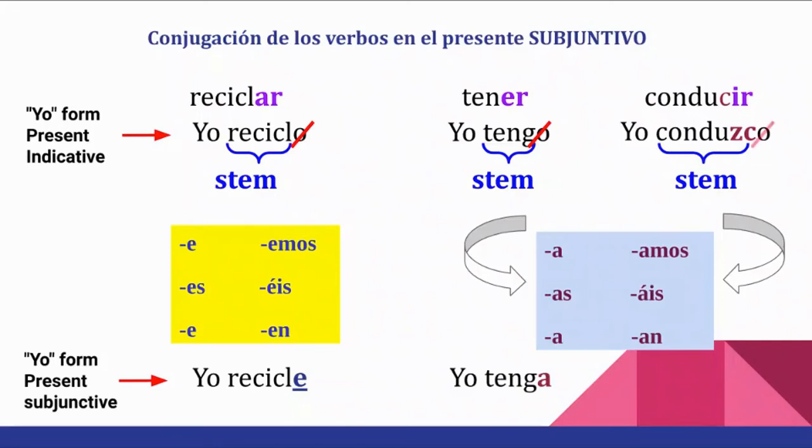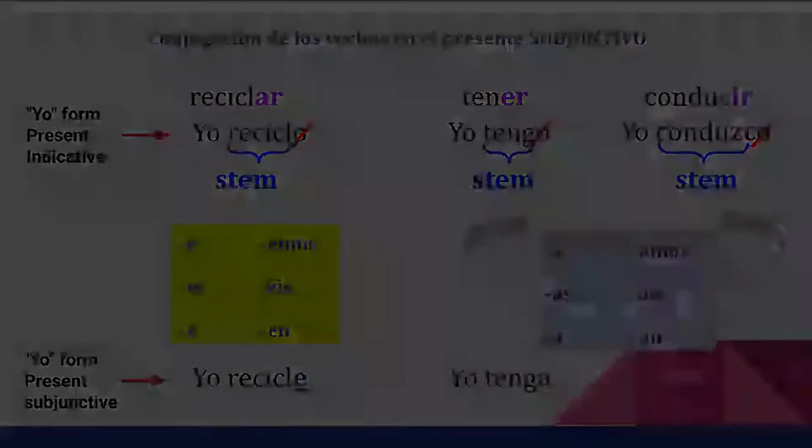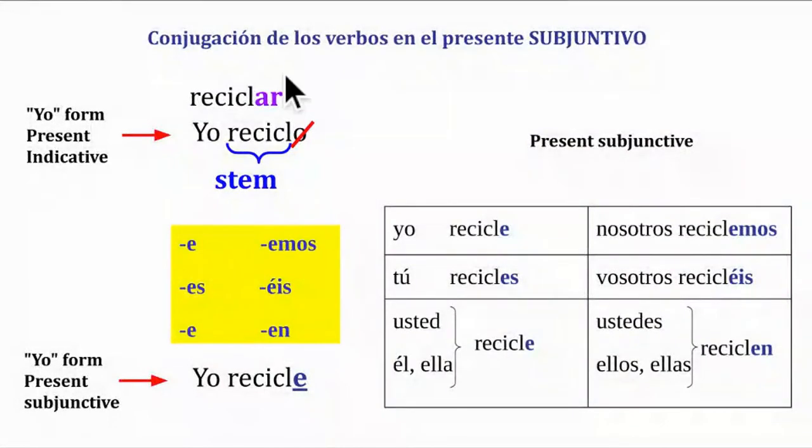Let's look at this in detail so we can see the entire conjugation for all the forms, okay? We have reciclar. Yo form present indicative is yo reciclo. So I'm going to keep the stem, R-E-C-I-C-L, recicl. And then I use the endings for the subjunctive form. Yo recicle. Now, my conjugation in the present subjunctive is going to look like this. Yo recicle, tú recicles, usted recicle, nosotros reciclemos, vosotros recicléis, ustedes reciclen.